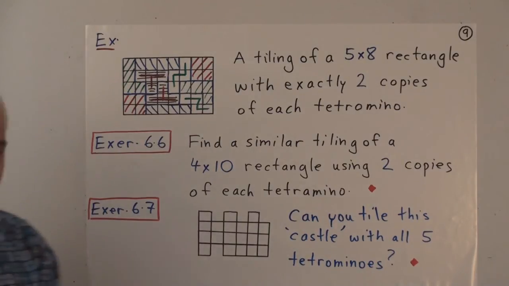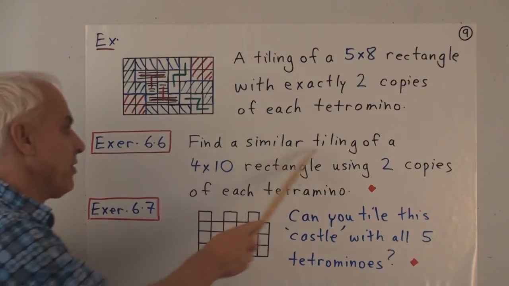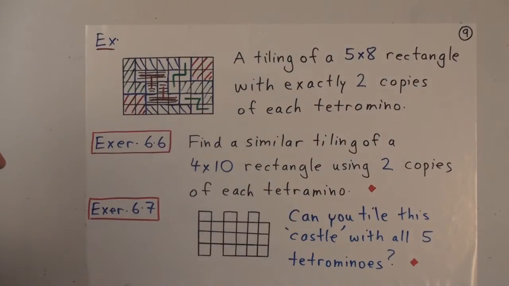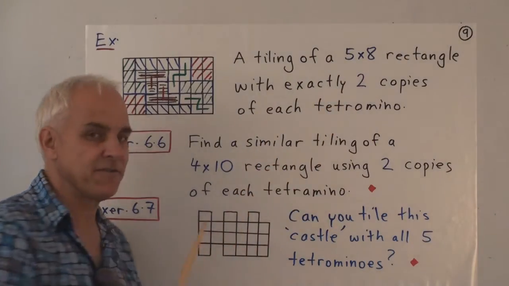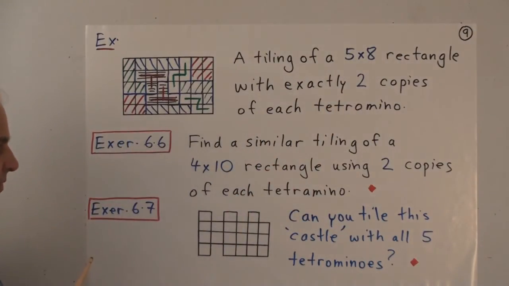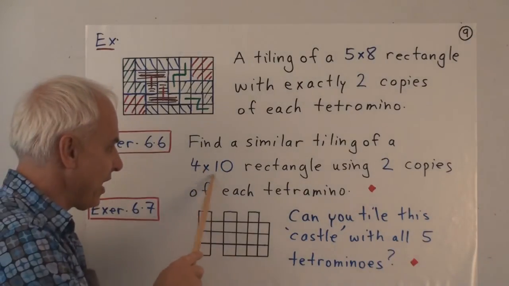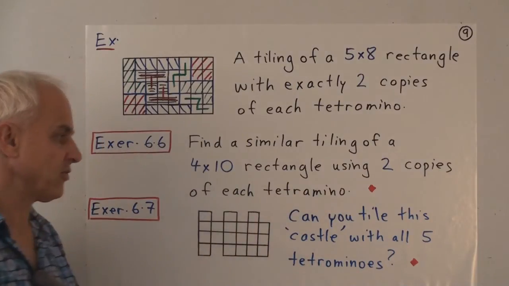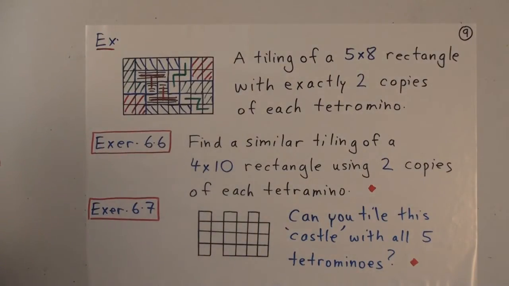This is obviously a lot of fun, so you'll want to do the same kind of thing. Find a similar tiling of a 4 by 10 rectangle. 4 by 10 has the same area as 5 by 8. So we're going to try to find a tiling of this rectangle in the same way using 2 copies of each tetromino.